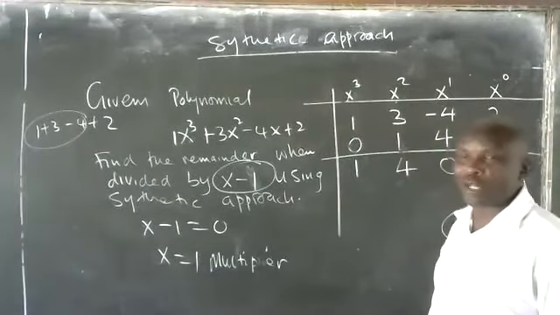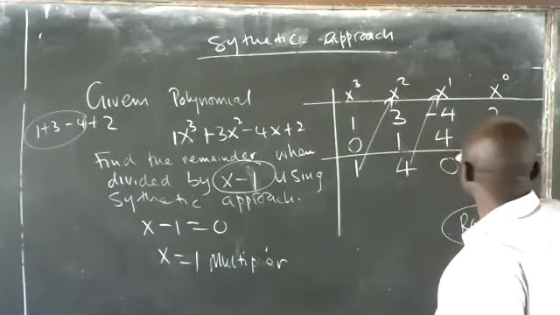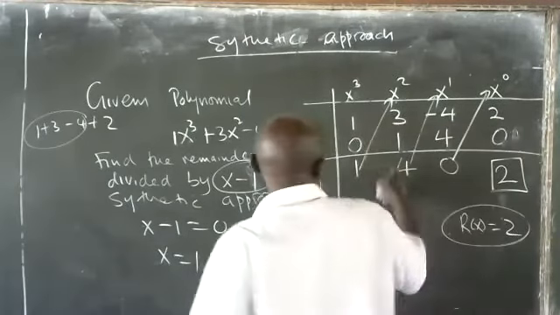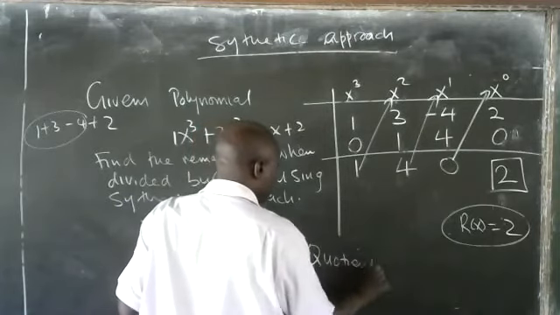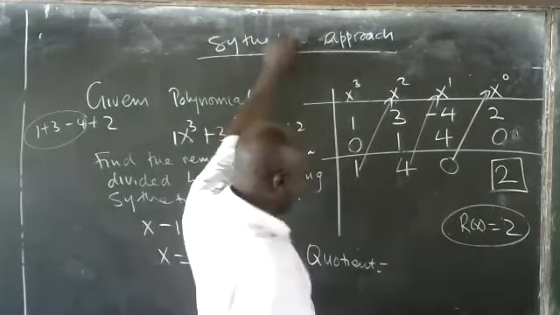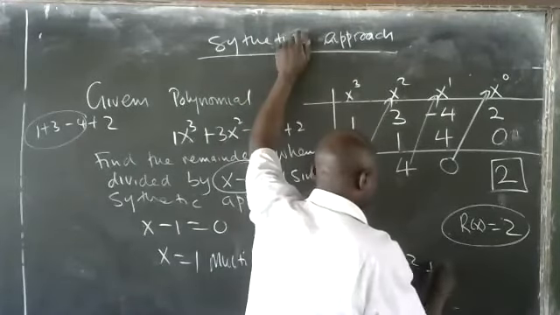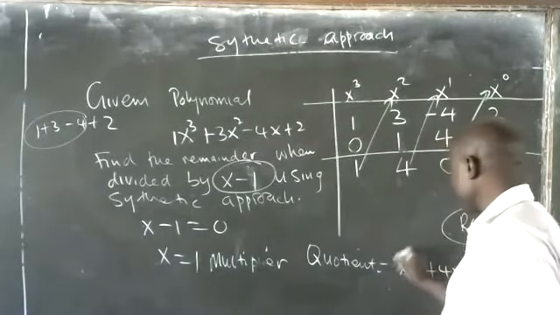Now, where is the quotient? The quotient, you put this one there. So the quotient will be now one times x squared, which is x squared, four times x, which is 4x, and zero times anything. So this is the quotient.